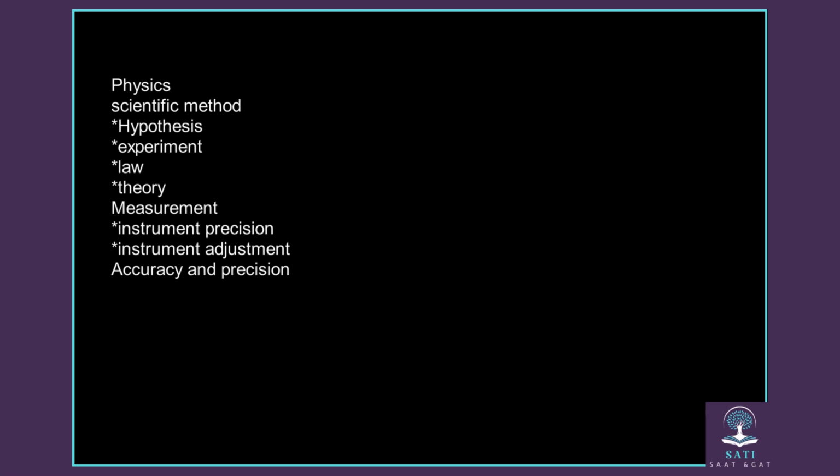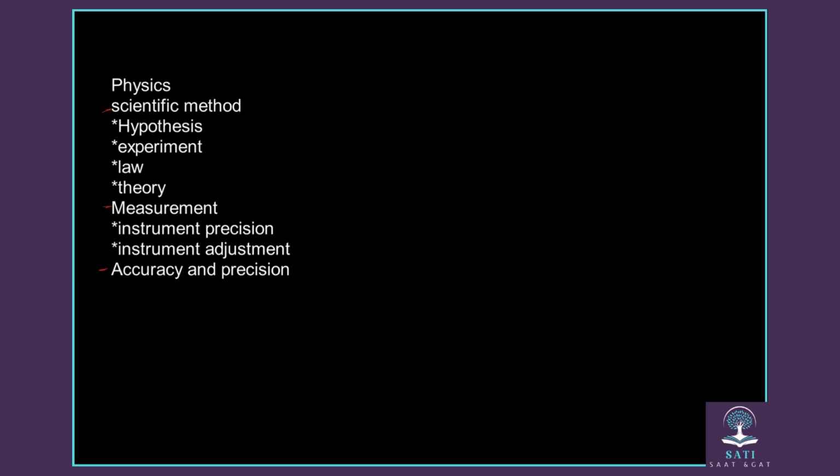In this part, we are going to talk about these points. Point number one is physics and scientific method. Then we're going to talk about the point which is measurement. So this is one point, and here is another point, and these are details of it. And also we're going to talk about this third point.